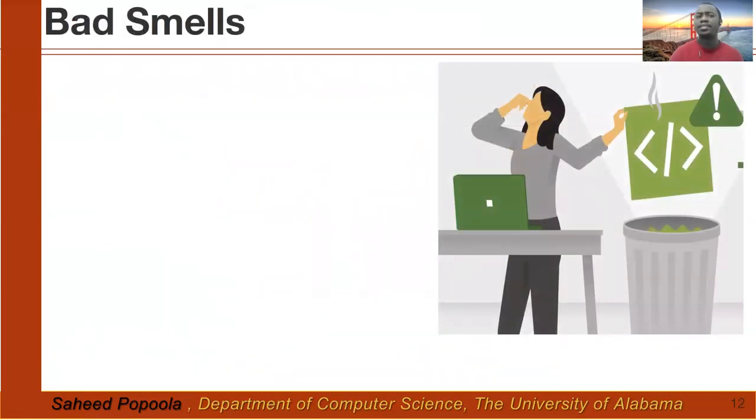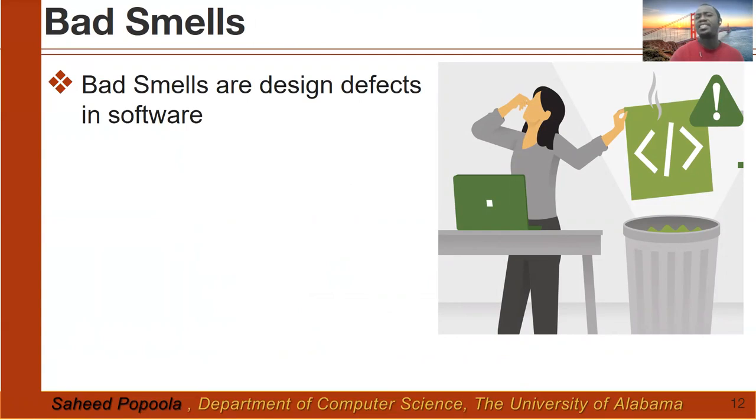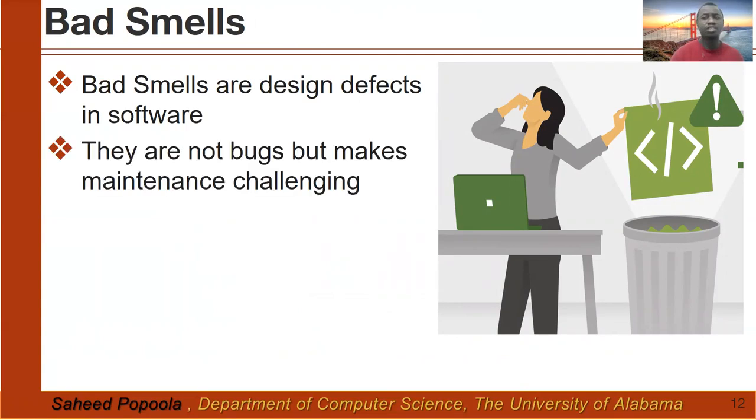Then the second part is to discuss the immediate impact of a change to the design on Simulink models. To do this, we want to see what the impacts of a change are on the bad smells in Simulink models. First, what are bad smells? Bad smells are design defects in software. They are not bugs because they do not prevent the correct function of the system.